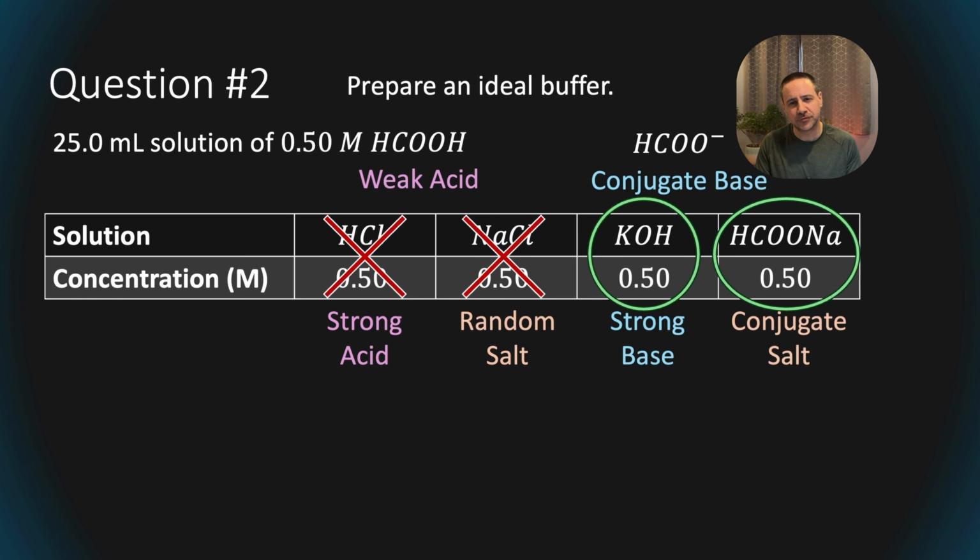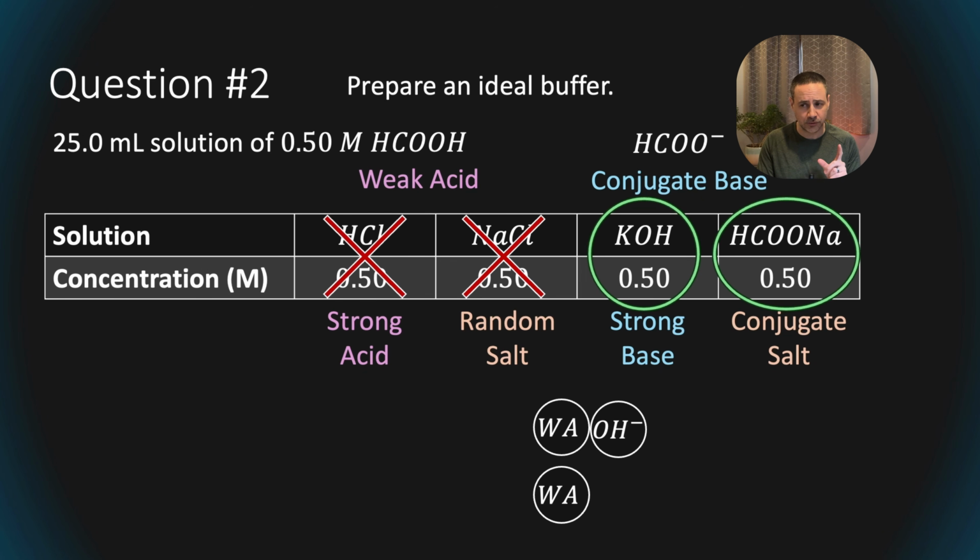Second part, how much of these do I need to create an ideal buffer? First, dealing with the KOH. Let's say that we have 2 representations of weak acid. If I'm adding in the strong base, that's the one that converts the weak acid into the conjugate base. So I only want half as much, because when that hydroxide comes in, it's going to pull off the hydrogen ion, forming water and the conjugate base. All of the concentrations are the same. If I want half as much KOH, I need half the volume.